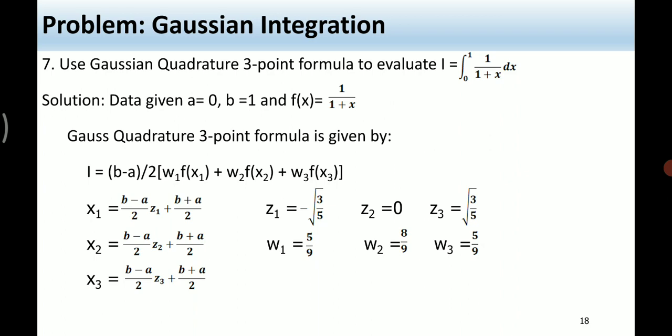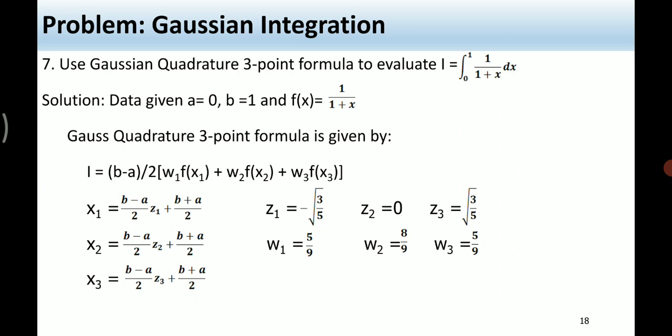See, the Gaussian quadrature 3-point formula is given by I is equal to b minus a divided by 2 into w1 into f of x1 plus w2 into f of x2 plus w3 into f of x3. So here we have x1 is equal to b minus a divided by 2 into z1 plus b plus a divided by 2. Then x2 is given by b minus a divided by 2 into z2 plus b plus a divided by 2. Then x3 is given by b minus a divided by 2 into z3 plus b plus a divided by 2.